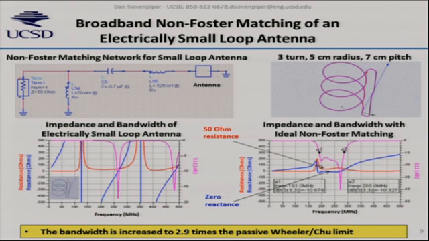And taking the bare loop by itself that has a couple megahertz bandwidth, compare that to one that's matched with a negative inductor and also a small negative capacitor, and you're getting about 20 times the bandwidth. And that would be about 2 times the Wheeler-Chu limit. Remember, Wheeler-Chu limit is based on passive matching. So with these active structures, negative inductors or negative capacitors can only be implemented with active circuits. We can exceed that limit.